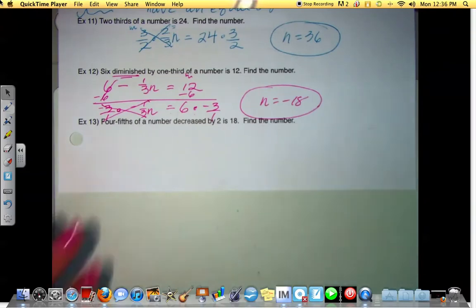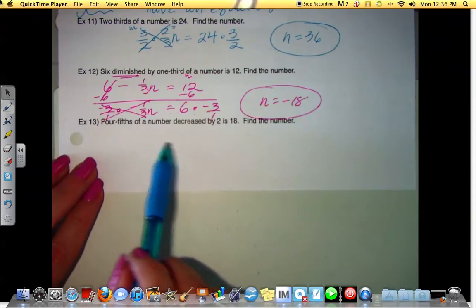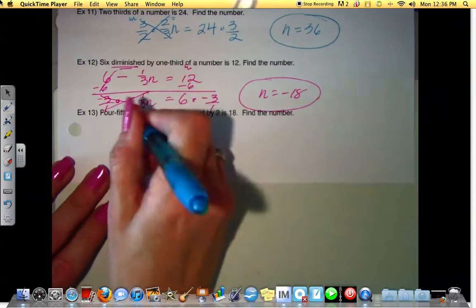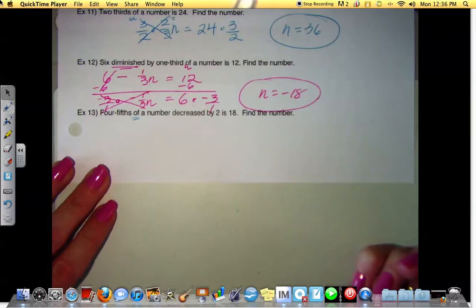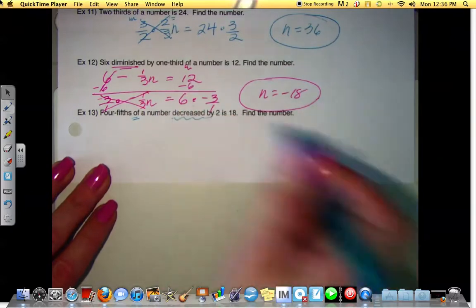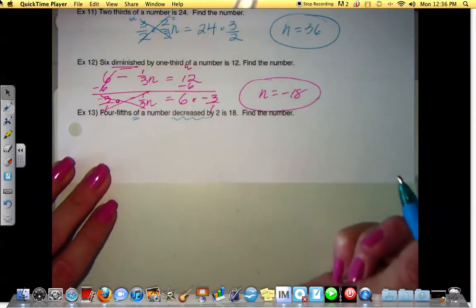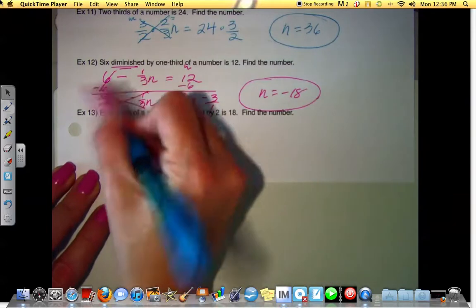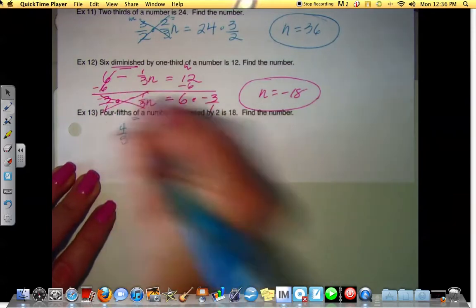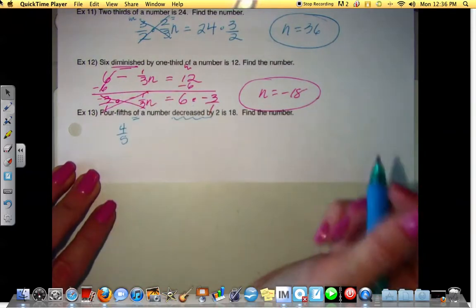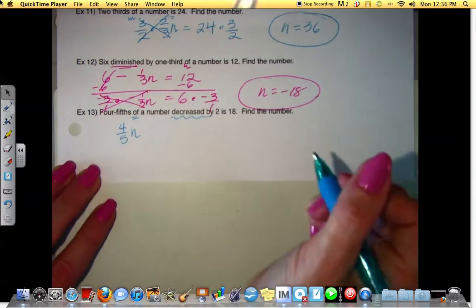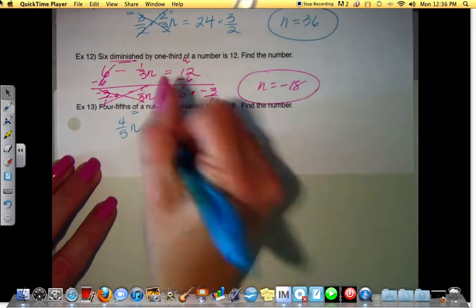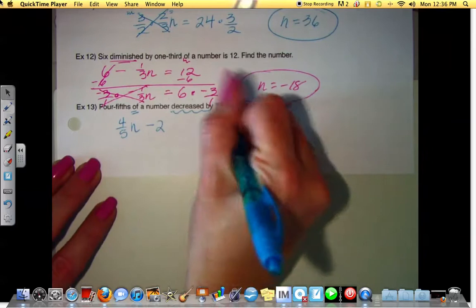Example 13: 4/5 of a number decreased by 2 is 18. Of implies multiplication, decreased by implies subtraction. How do we write 4/5? 4 over 5 of a number. So what do we put next to it? n. And then next, minus 2 equals 18.